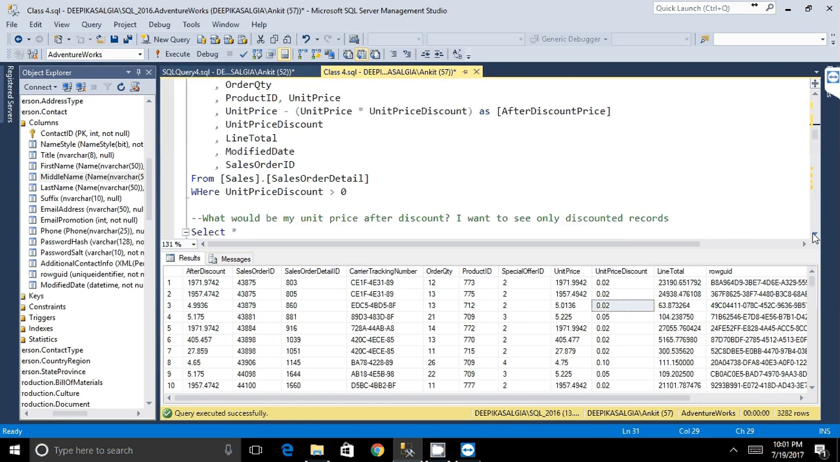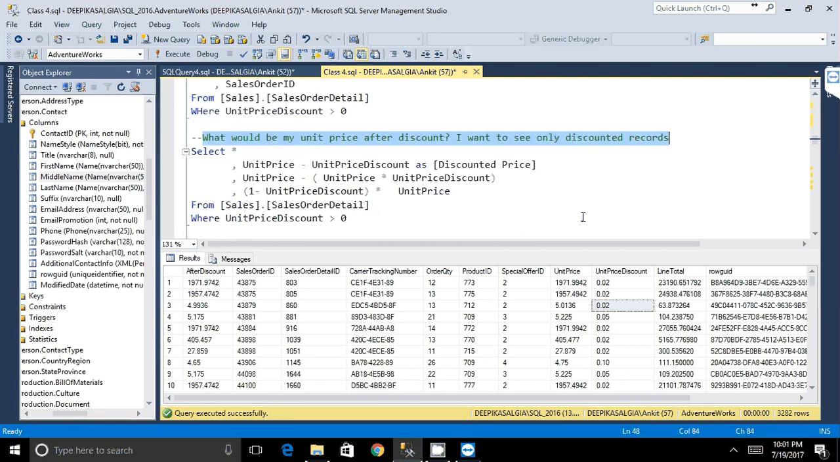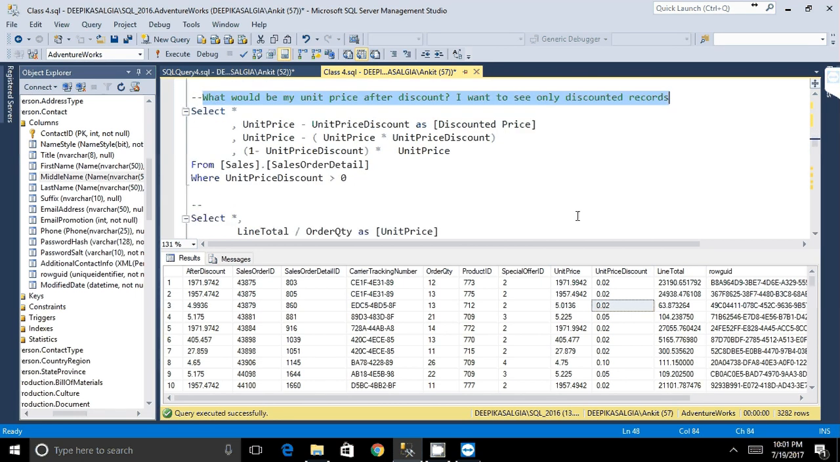Would you be able to do this? What would be my unit price after discount? I want to see only discounted records. We just do this.